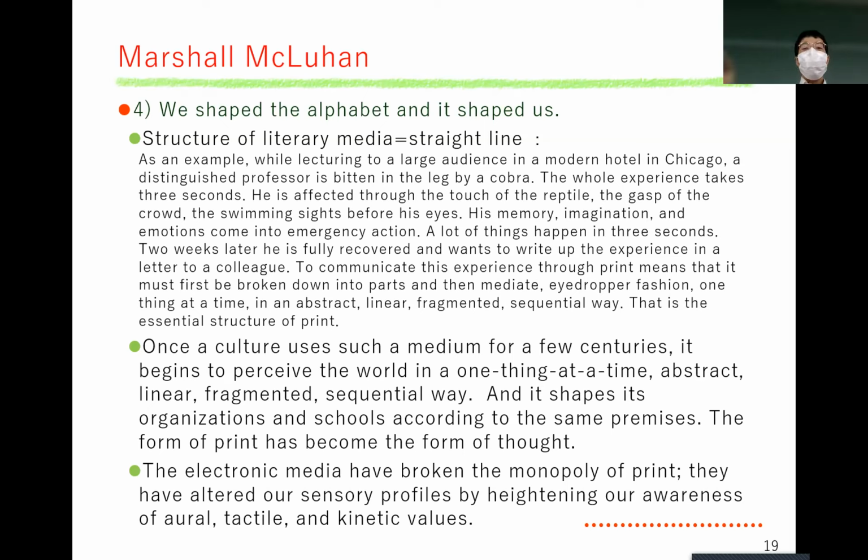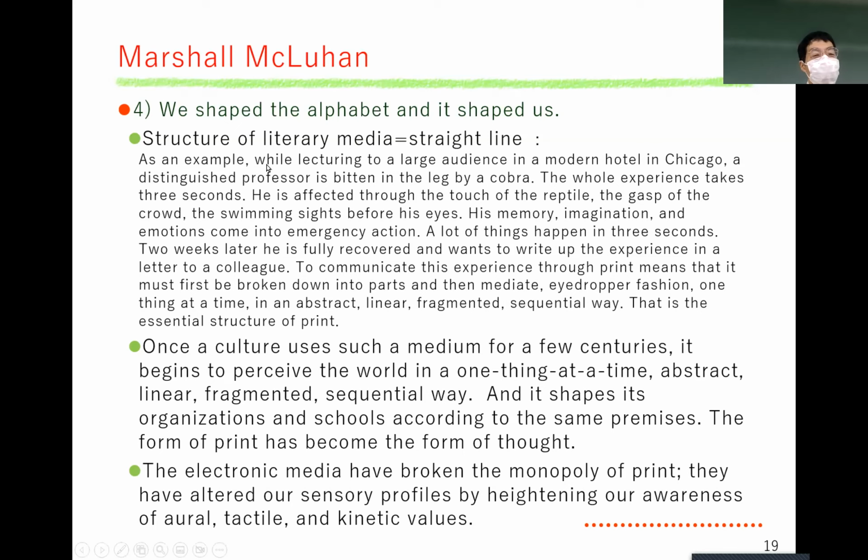But now we are not in such a situation. So it's a bit different. So please consider this was written in the 1960s, just before electric media was born. And what he pointed out is the structure of literary media. The structure of the writing system and printing media is a straight line. So this is an example.